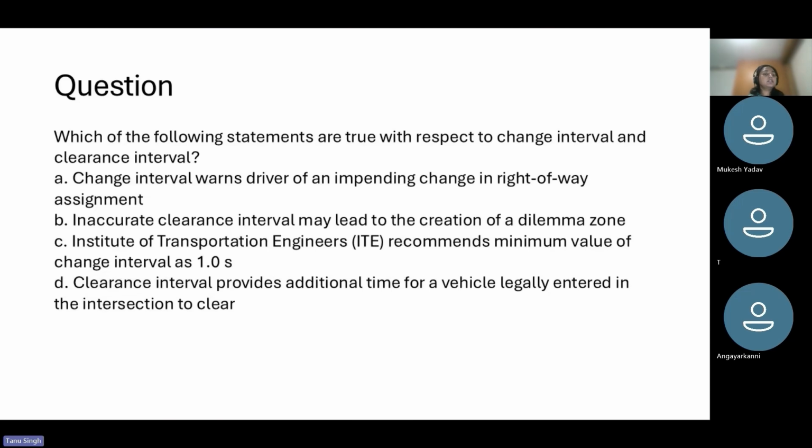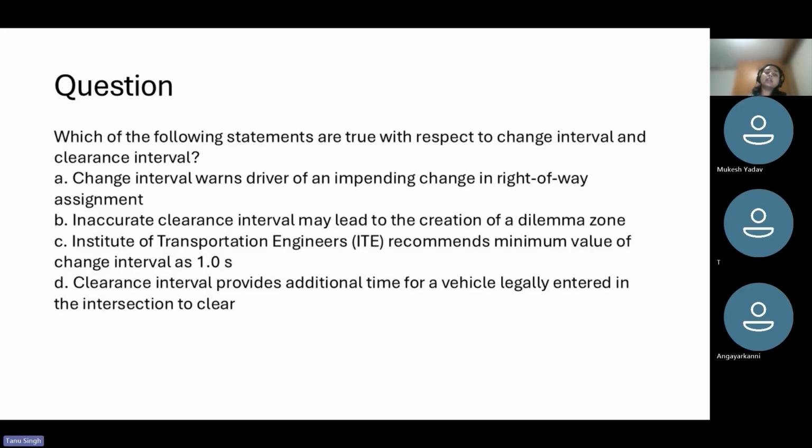Now let's discuss the solution. The first statement is: a change interval warns the driver of an impending change in the right of way assignment. That is true. The change interval, or the yellow light, is specifically meant to warn drivers that green is ending. That is, green, also termed as right of way, is ending. So that statement is correct.